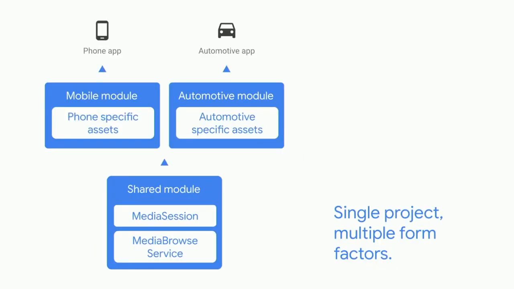In the end, we expect the project similar to this. One module dedicated to the phone that is going to power both the phone experience and the Android Auto experience, and a module for automotive that is going to contain vehicle-optimized assets meant to be run on the car. And then a third module containing most of your business logic, the implementation of Media Session and Media Browse as a shared module between the two.